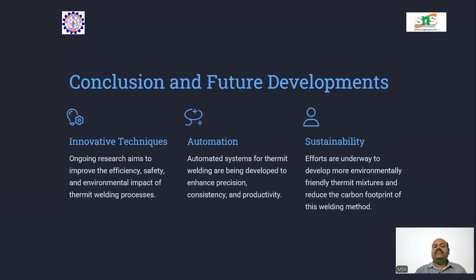So the conclusion is that this is an innovative technique, and it can be automated, and it is a sustainable process where we can go for preventing the health hazards that are happening in the present condition.